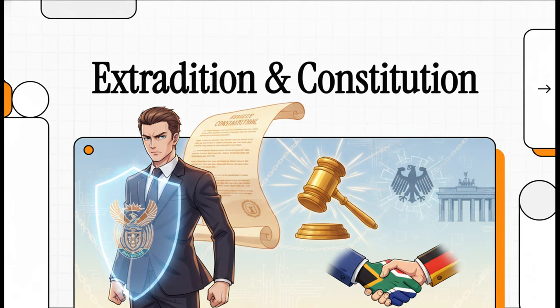Today we're unpacking a truly fascinating constitutional showdown. We're looking at the wild case of Wilhelm Geuking. This is a guy who found himself in the crosshairs of an international legal battle, and he attempted a massively high-stakes legal maneuver. He literally tried to use the absolute highest law of the land, the South African Constitution, as a shield to block his extradition to Germany.